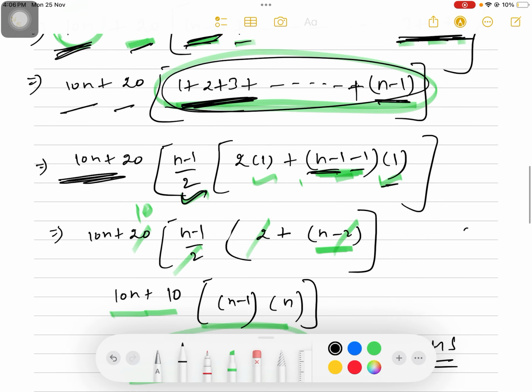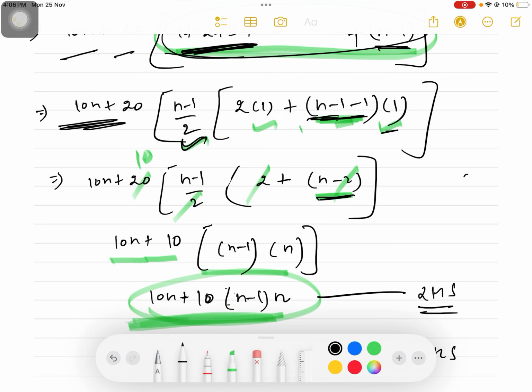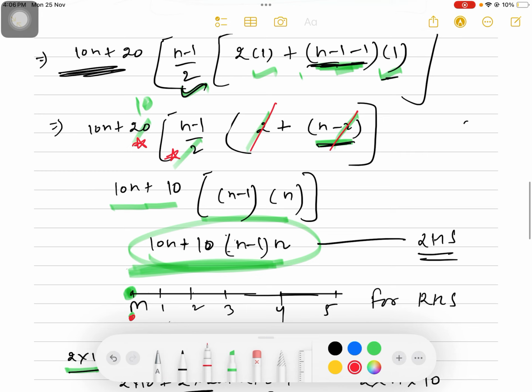Okay, so 10n plus 20, and the 2 I cancelled out, and n minus 1, and this I simplified. 2 into 1 is 2 only, and plus n minus 2 will be left. Okay, so minus 2 plus 2 again got cancelled, and this 2 and this 20 got cancelled. So what is left? 10n plus 10, n minus 1 into only n left. So this is my LHS part, correct? Now we have to take the RHS part.